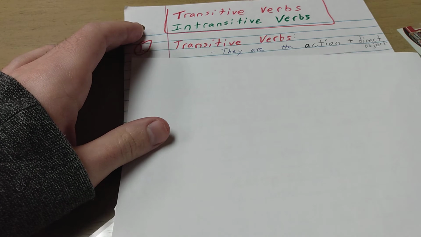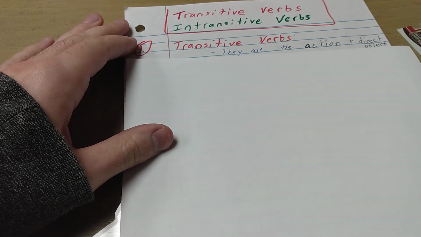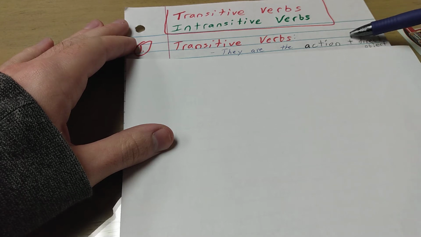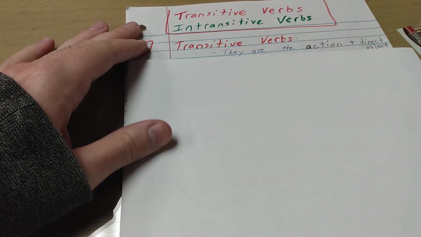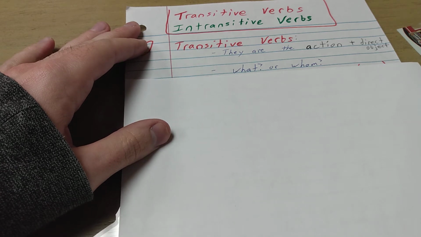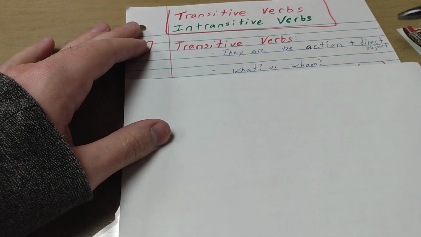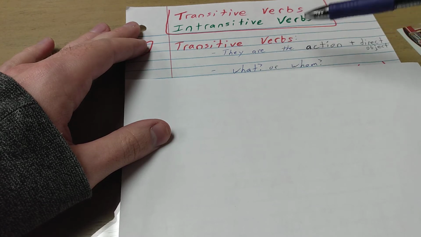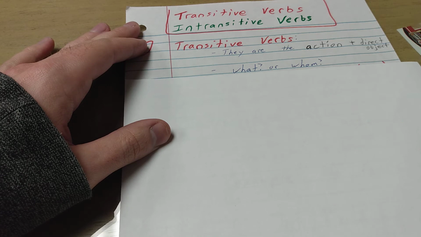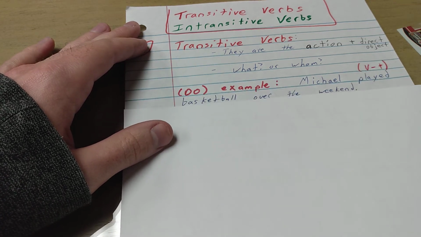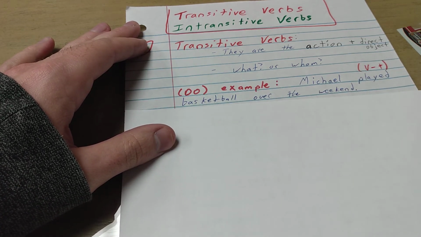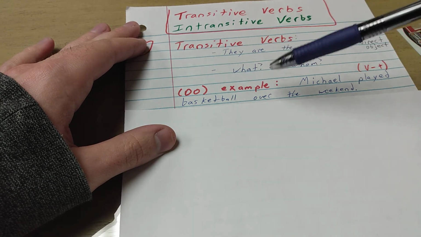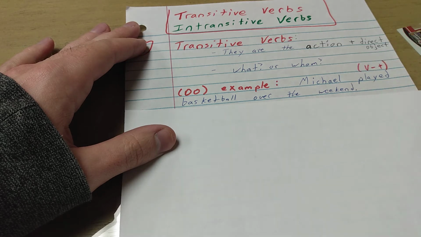All right, so just as a review, transitive verbs, they are the action plus a direct object. Right? And when you have a transitive verb, there's always going to be a direct object, and you always have to ask what or whom. And as an example, I have this sentence here. In this sentence, it says, Michael played basketball over the weekend. Right?